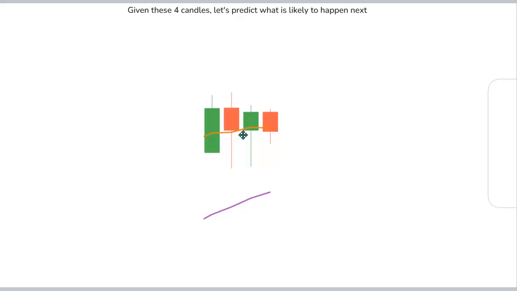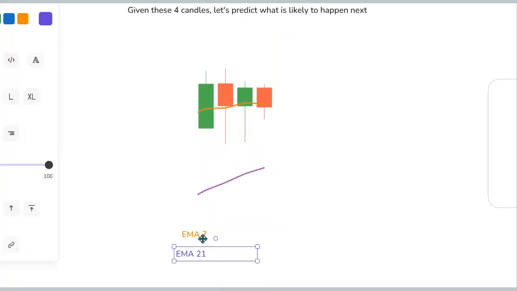So what do we have here? This is a 4 candle snapshot for the gold market. I've got the daily candles here, so 4 of them, and I also have 2 EMAs. I can maybe write for you here: 7 in orange and 21 in purple color.